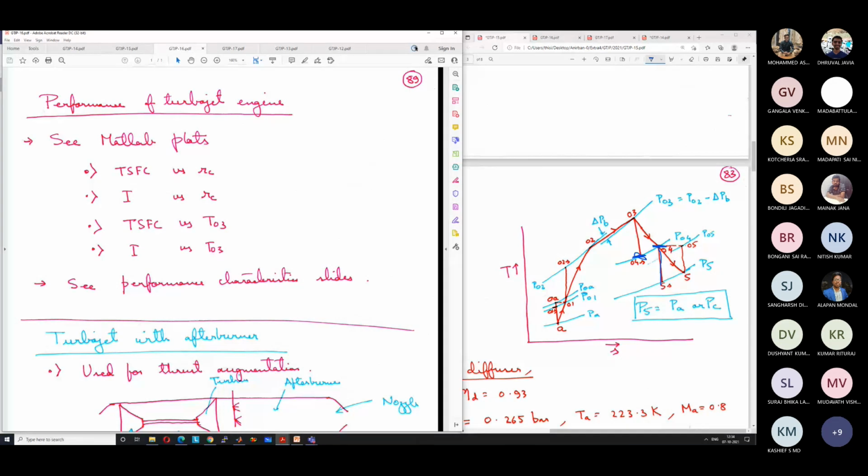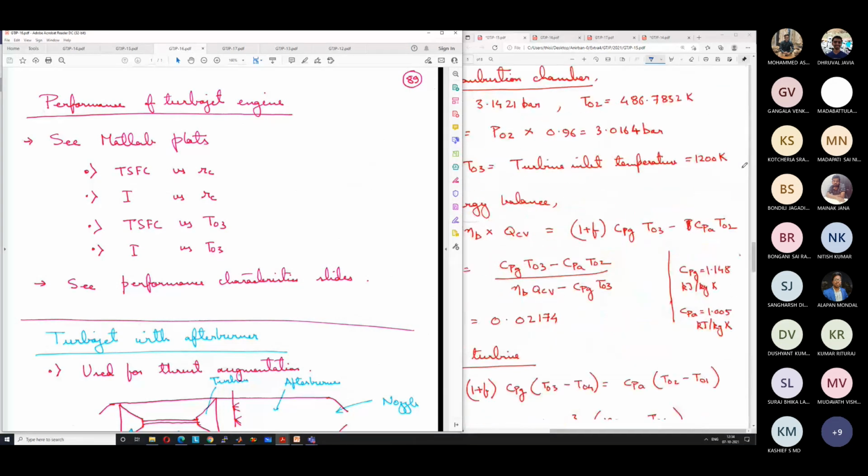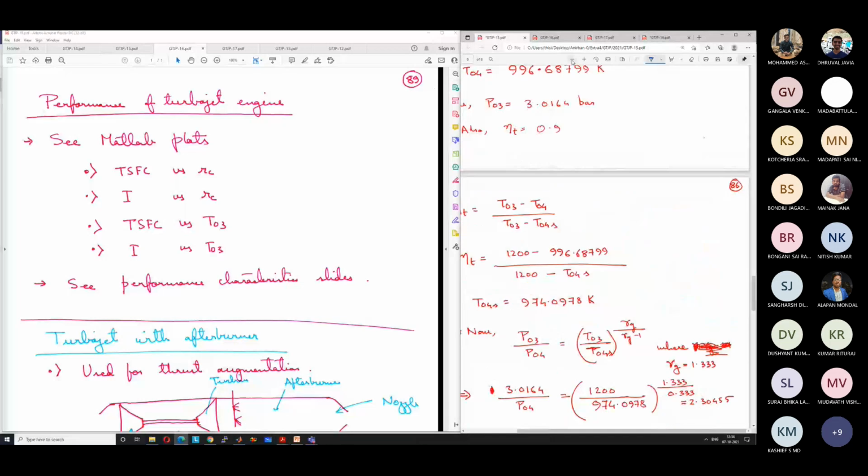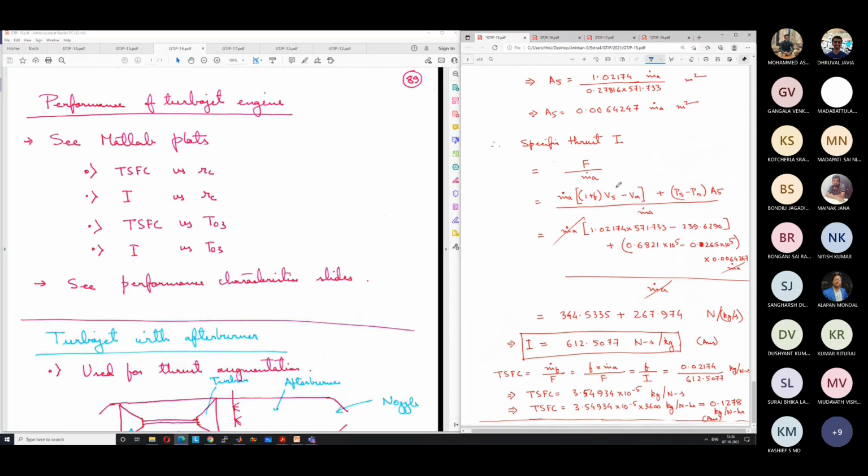Thrust, well, specific. So what we have done till now, for a particular design point means compressor pressure ratio is given to us, or we have decided as an engineer. Turbine inlet temperature we have decided, and ambient conditions we have decided. Okay, so for those conditions, we have found specific thrust and thrust specific fuel consumption, per hour, which is more practical.